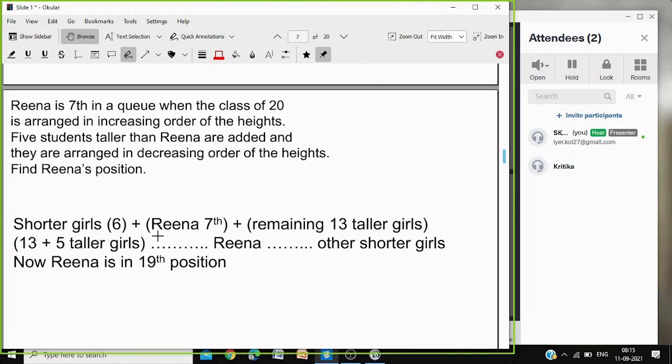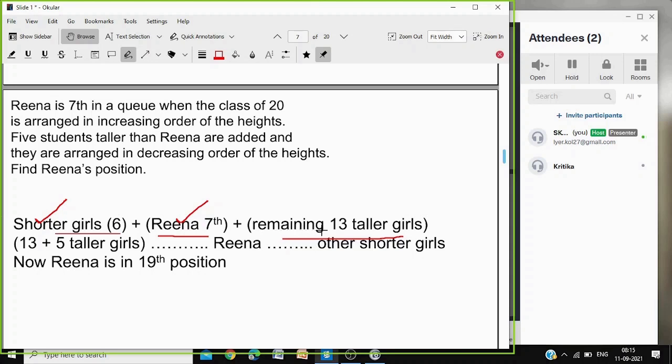See, if Reena's position is 7, that means there were 6 girls in front of her, 6 girls who are shorter, and then Reena was the 7th girl, so total 7 girls, and the remaining 13 taller girls. The total was 20. That means 6 girls were in front, Reena was in position number 7, and after 7 there were 13 more girls.